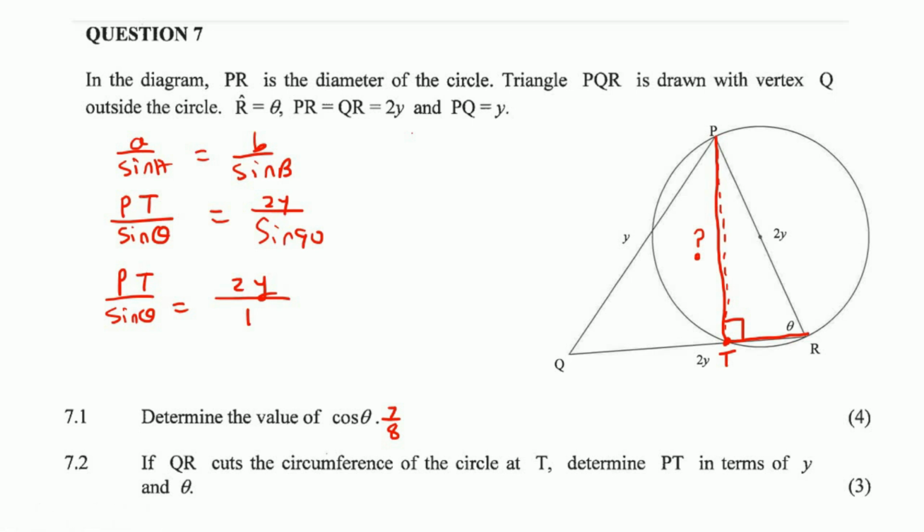Now we're just going to get PT by itself. So to do that, we're just going to multiply the sin theta across. So PT would end up becoming 2y multiplied by sin theta. You can say over 1, but you can just ignore it, right? So PT is just equal to 2y sin theta.